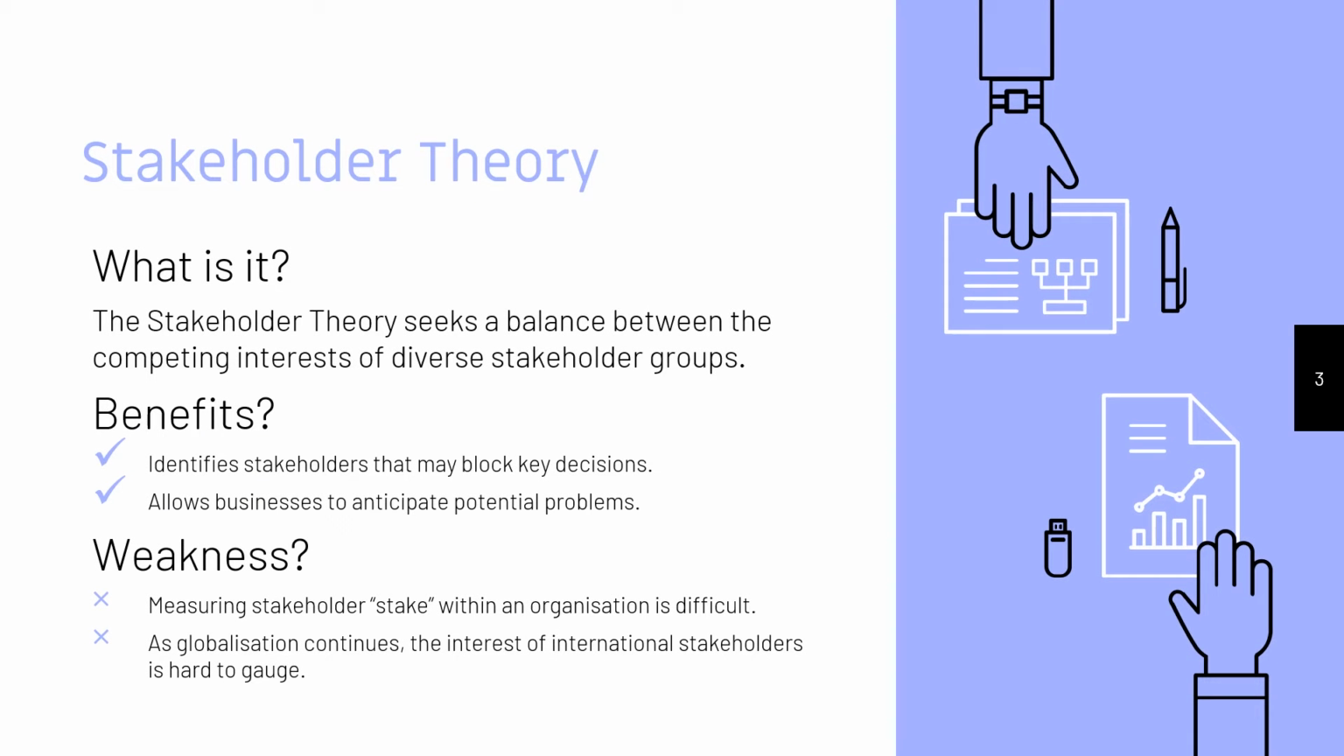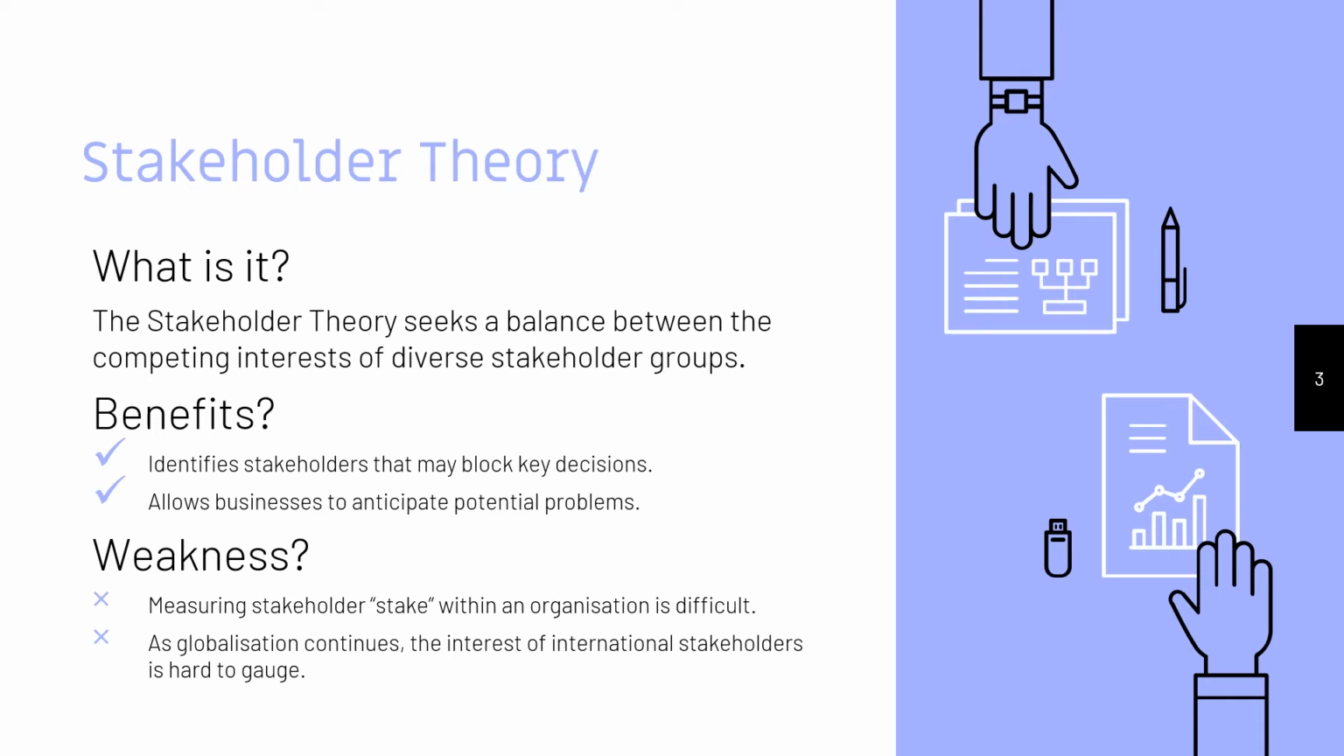The stakeholder theory seeks to balance between the competing interests of diverse stakeholder groups. If UTS is to succeed with their ambition of creating collaborative research platforms, each of the stakeholders impacted by the strategy must be analyzed, as they have the ability to either be a blocker or an enabler to the project's success. The benefits of the stakeholder theory approach include identifying stakeholders that may block key decisions, as well as allowing businesses to anticipate potential problems.